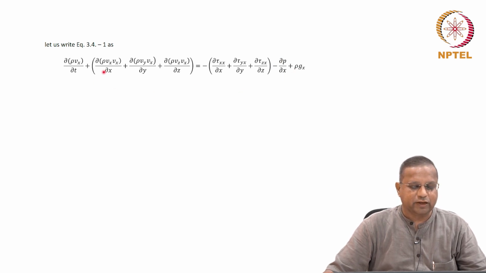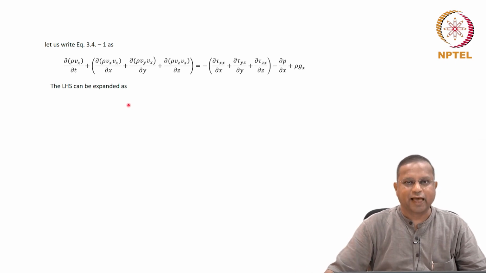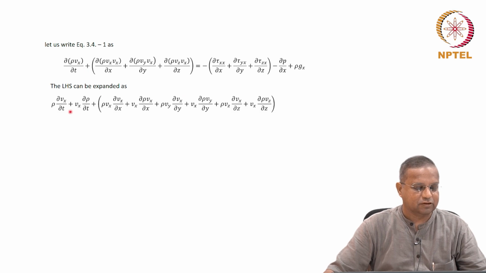We're going to expand this term essentially as well as this term. This is a product of two functions, this is a product of three functions, all of which can vary, none of which is a constant. We haven't assumed any constancy of density to make it generally applicable, because for a gas the density can vary. If we expand the left hand side first, this is the first function ρ times the derivative of the second function, ∂Vx/∂t, plus the second function Vx times the derivative of the first function, ∂ρ/∂t.